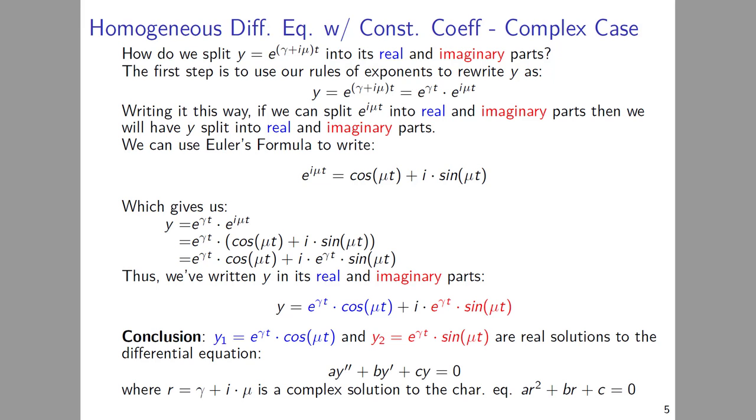So we can conclude that the functions y1 equal to e to the gamma t times cosine mu t and y2 equal to e to the gamma t times sine mu t are real valued solutions to the differential equation a times y double prime plus b times y prime plus c times y equals 0, where r equals gamma plus i mu is a complex solution to the characteristic equation associated to it, a r squared plus b r plus c equals 0.